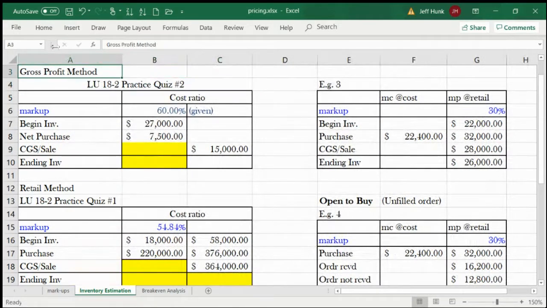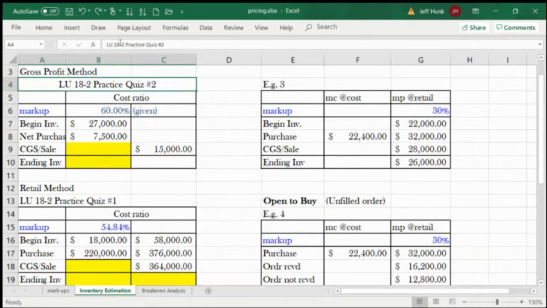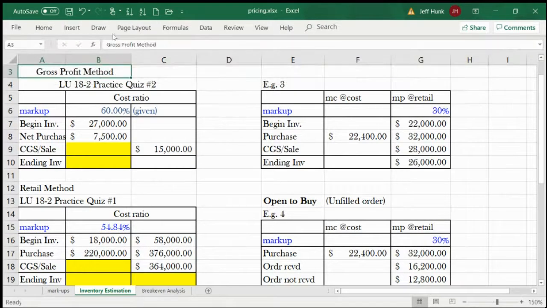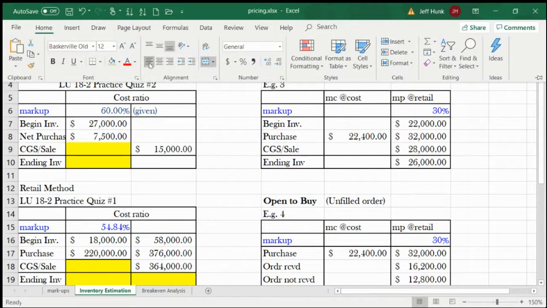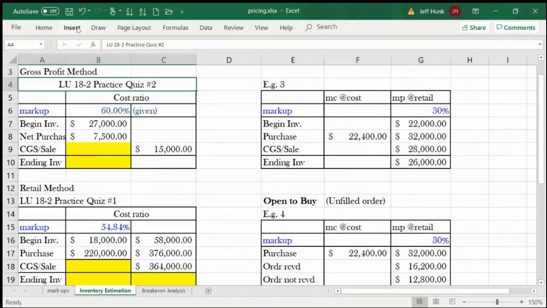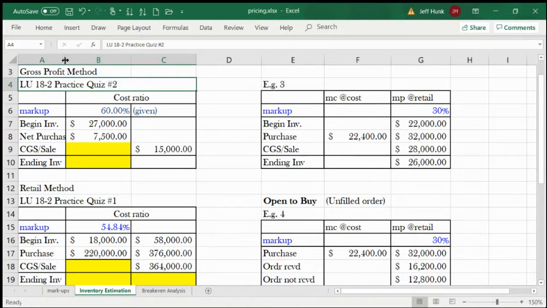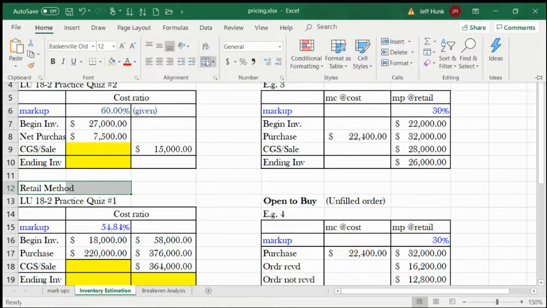and also gross profit method. Okay, here, let me do this. You can use merge, right? But it doesn't have to be centered. I will merge first, but instead of centering, I'll just left align everything. Left align, right? Okay. Now, then these two, right? It's because of those things. Just left align.